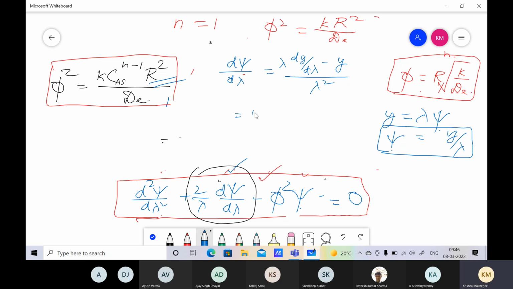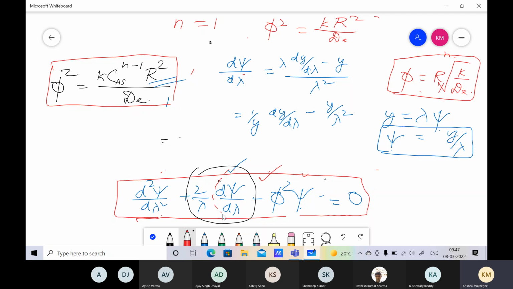Which is actually equal to what? 1 upon y dy by d lambda. Am I writing it right? Minus y upon lambda square. So this kind of expression, you can see this whole expression has been solved in terms of d psi by dy. Okay.